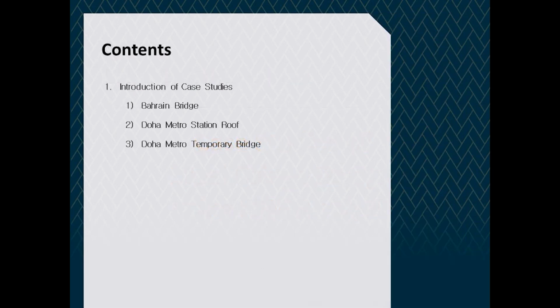Okay, so the case studies that I'm going to take you through are a bridge that we did the erection stress analysis for in Bahrain, and the Doha metro station roof. Now you might be thinking, hold on a minute, that doesn't sound like a bridge. And you're right, it's not a bridge, but it is a steel structure and it has similar behavior to a bridge.